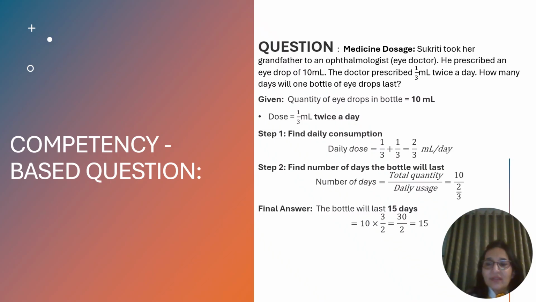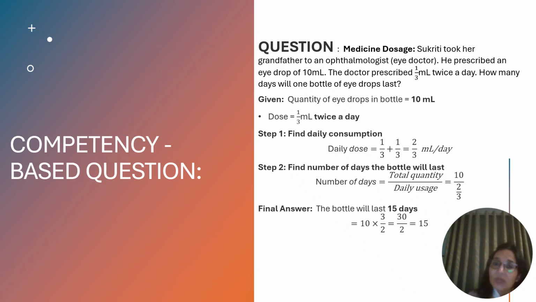Okay, let's understand the competency-based question. Now this is related to the medicine dosage. Sukriti took her grandfather to an ophthalmologist. Now, an ophthalmologist is an eye doctor. He prescribed an eye drop of 10 ml. The doctor prescribed 1 upon 3 ml twice a day. How many days will one bottle of eye drops last?